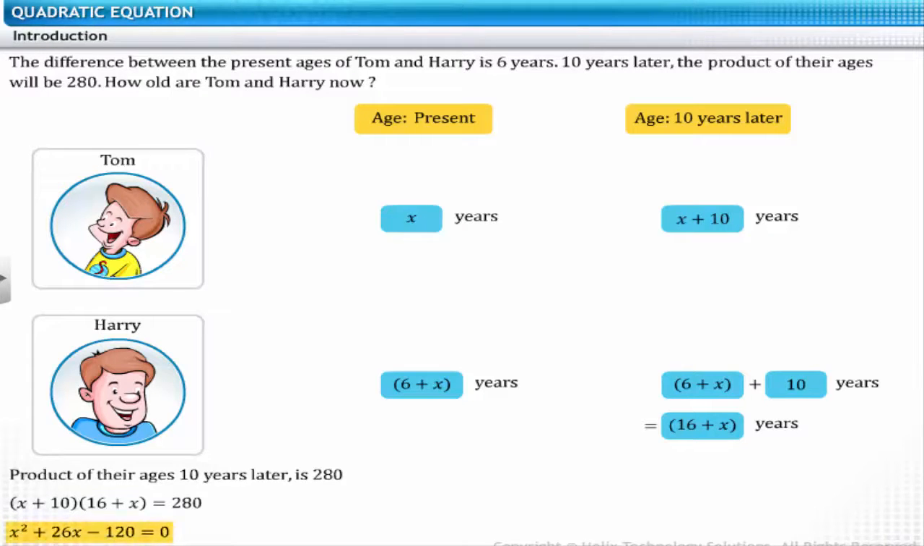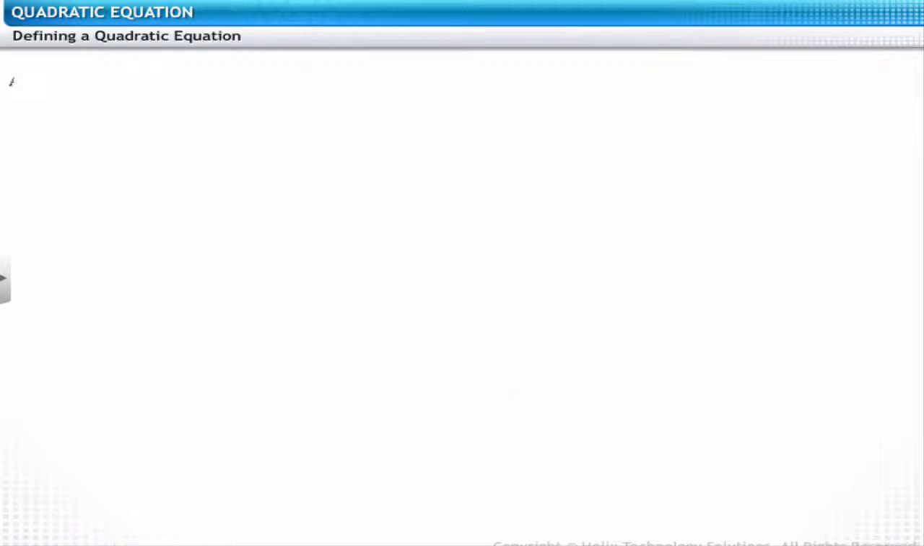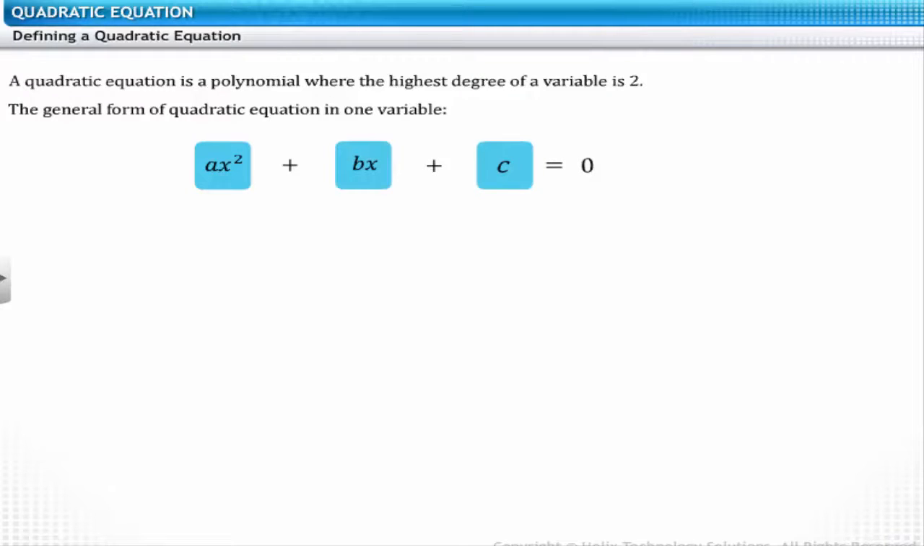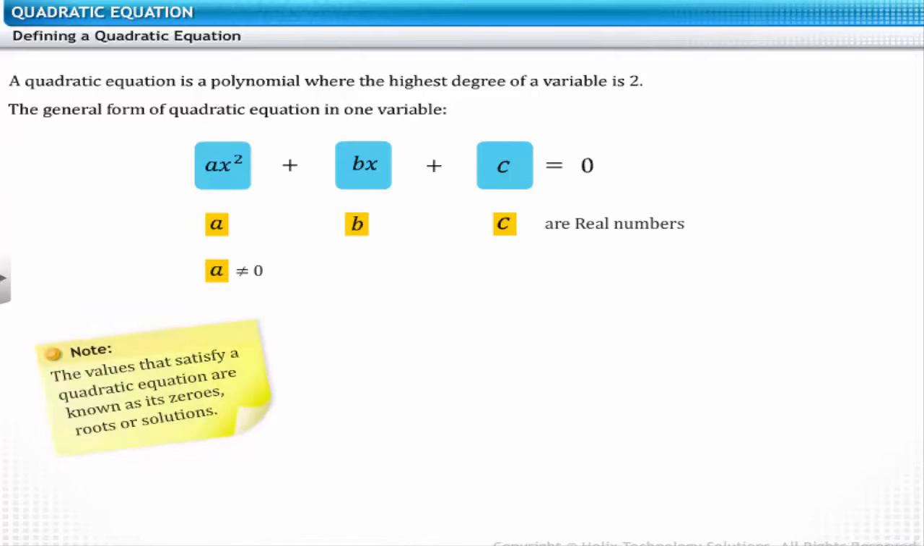Equations where the degree of the variable is 2 are called quadratic equations. A quadratic equation is a polynomial where the highest degree of a variable is 2. The general form of a quadratic equation in one variable is ax squared plus bx plus c equal to 0, where a, b and c are real numbers, and a is not equal to 0. The values that satisfy a quadratic equation are known as zeros, roots or solutions of that quadratic equation.